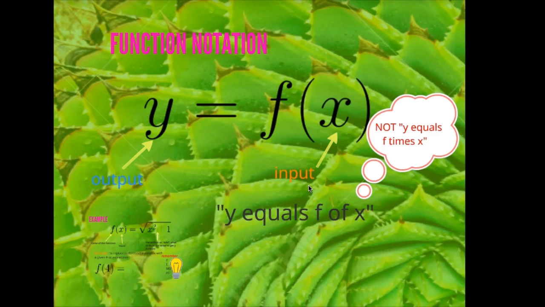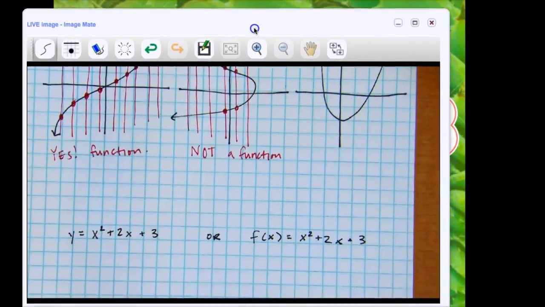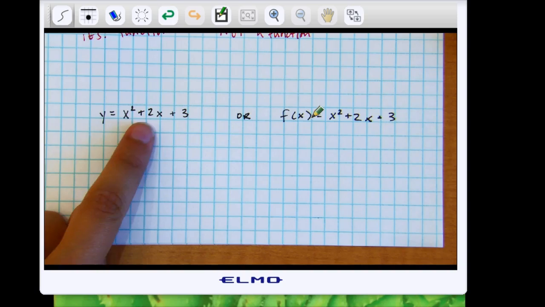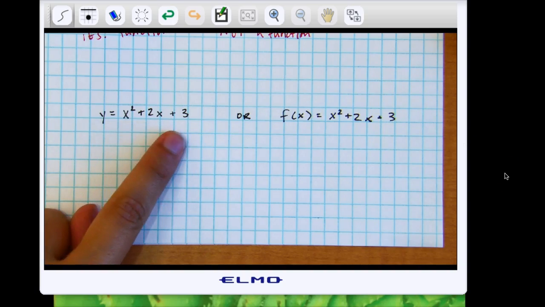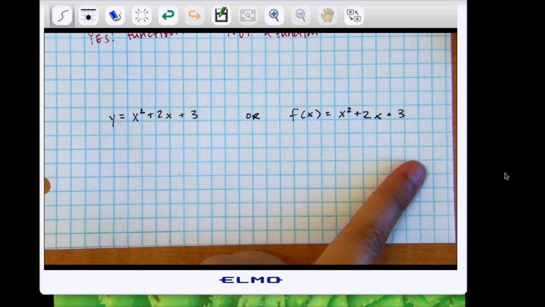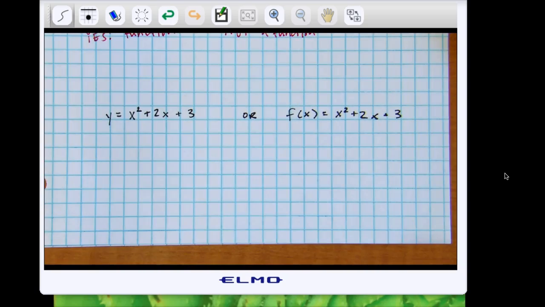Just as a note, your function can equal y, or it can equal f of x. They mean the same exact thing. So in this example down here, I've got y equals x squared plus 2x plus 3, and I have f of x equals x squared plus 2x plus 3. These two equations both mean the same exact thing. They're telling you the same exact thing about this function. It's just that one starts with y, one starts with f of x. Those two things are interchangeable, so you can switch them up whenever you feel like it.